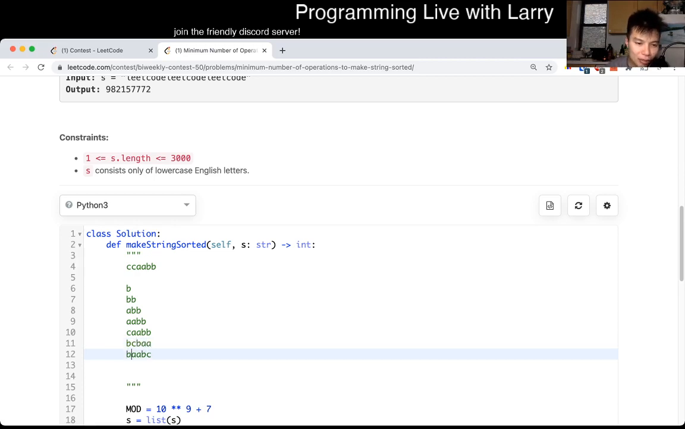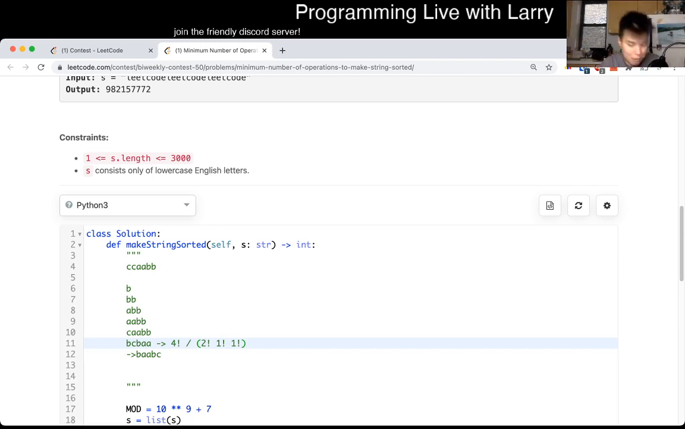The number of operations that it takes is actually just this formula of 4 factorial over 2 factorial times 1 factorial times 1 factorial. This is a very common combinatorics counting thing, so I'm not going to do the proof here because the proof is a little bit tricky. I would recommend, as a prerequisite, just doing more combinatorics problems. These are common numbers that should stick out to you when that happens.